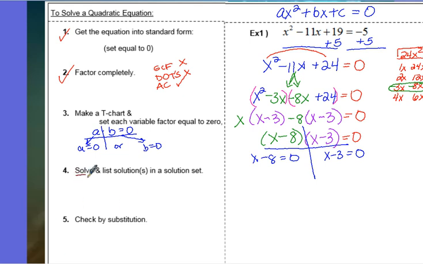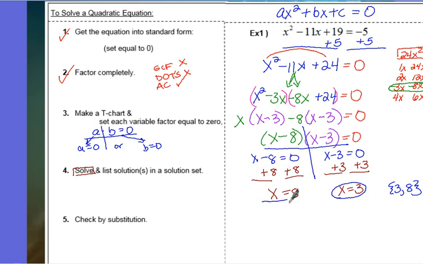For step 4, we now have to solve and list the solutions in set notation. So here I have to solve. In order to have this left factor equal 0, x must be 8. Because 8 minus 8 would be 0, times 8 minus 3 would be 5. 0 times 5 is 0. Or here, if I add 3 to solve, I get x could be 3. So my solution for this problem would be that it could be 3 or it could be 8, meaning x has two different values.